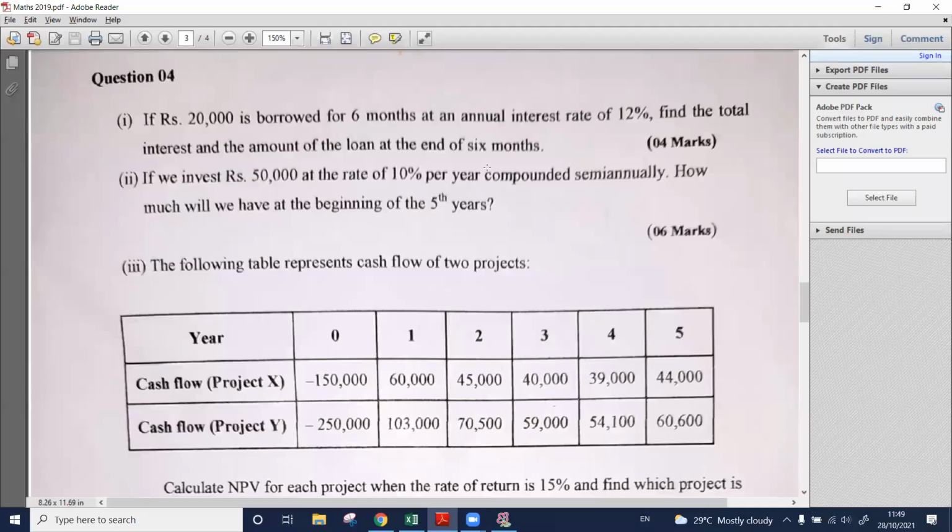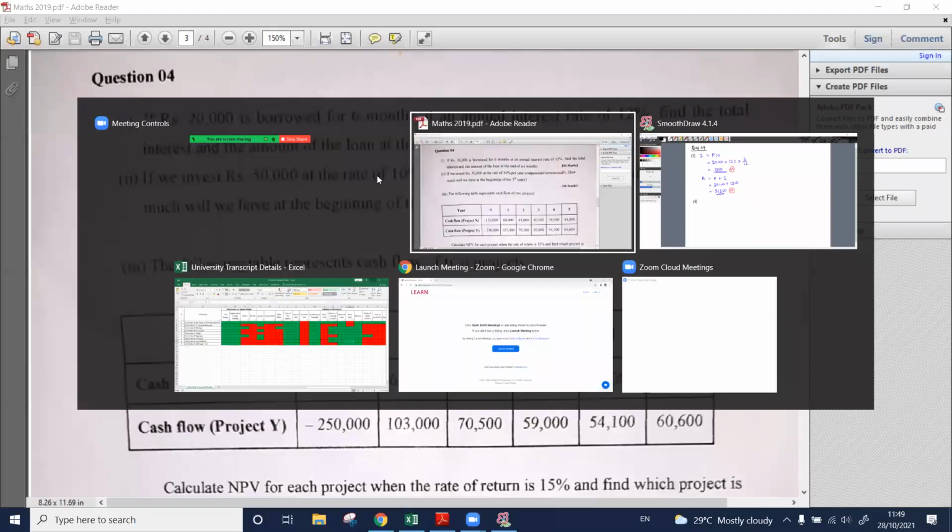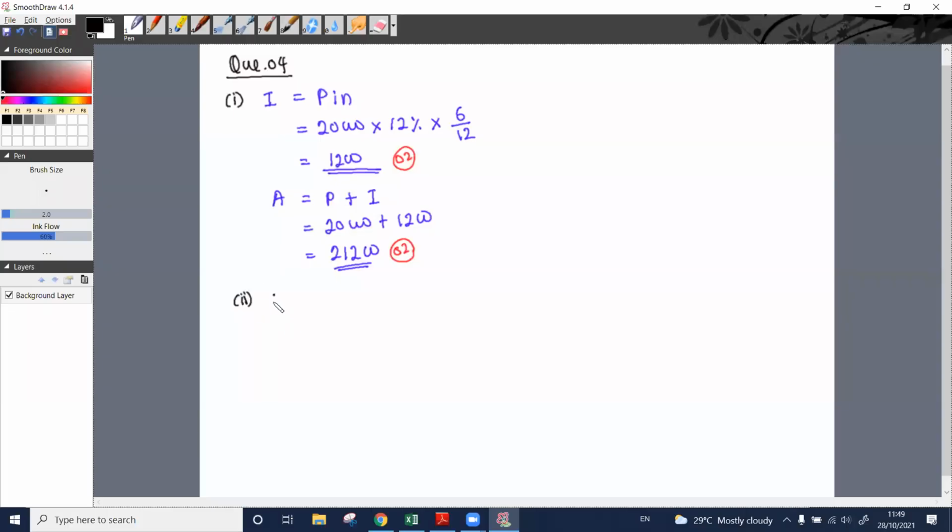Compound interest. We need to get the total amount at the end of the given period. A equals, since it is compound interest, principal amount into 1 plus I, the whole to the power n.